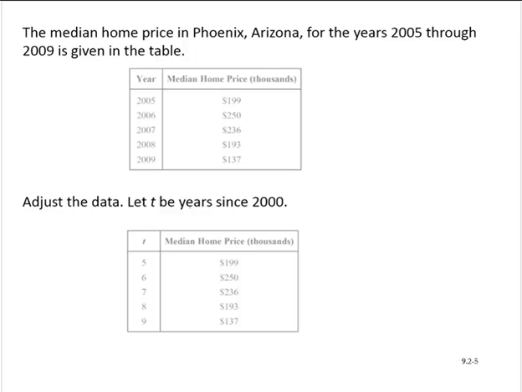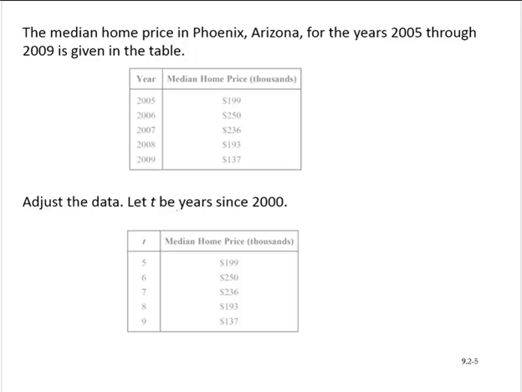The median home price in Phoenix, Arizona for the years 2005 through 2009 is given in the table. And so we see this data with the years 2005, 6, 7, 8, and 9, and the median home price is in thousands of dollars. And we first adjust the data, and so they're saying let T be the years since 2000.